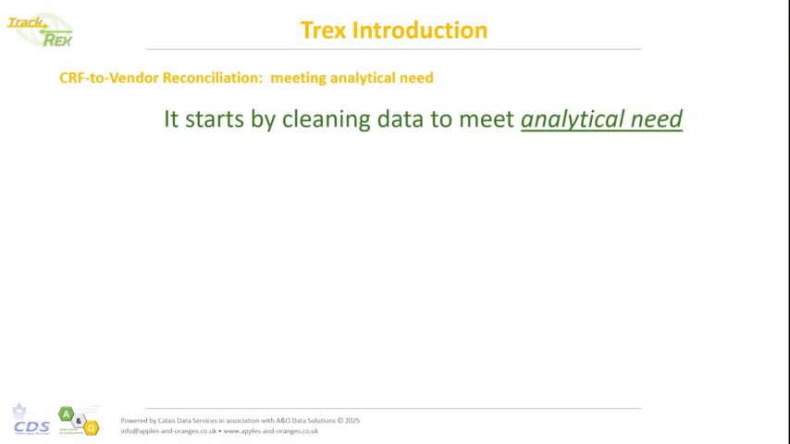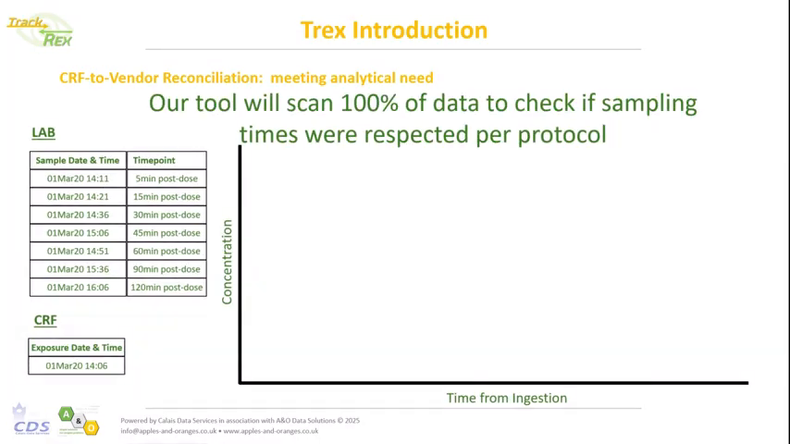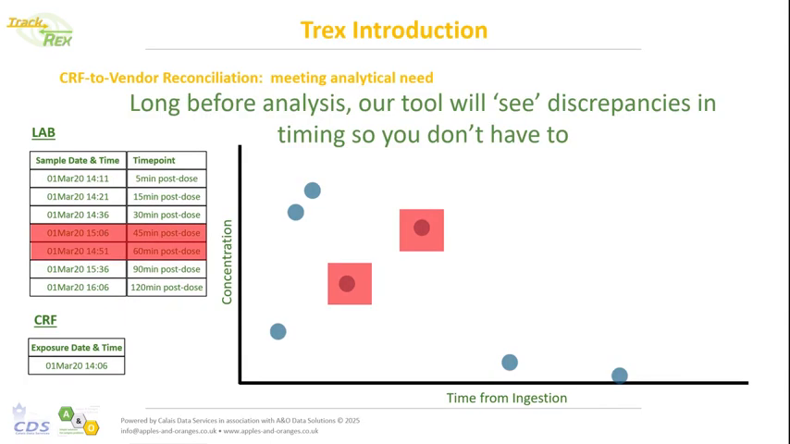Let's bring up tables of data present in the TrackREX output. Then see what this data will look like when analyzed. Our tool will scan 100% of data to check if sampling times were respected per protocol. The exposure date and time represents time point 0. When analyzed, dates and times of sampling are used to plot concentrations. Long before analysis, our tool will see discrepancies in timing so you don't have to.